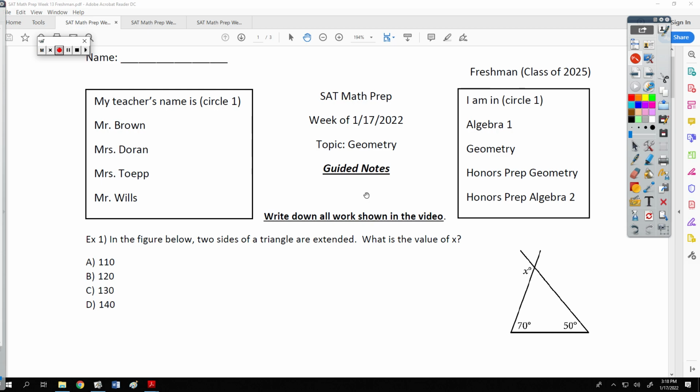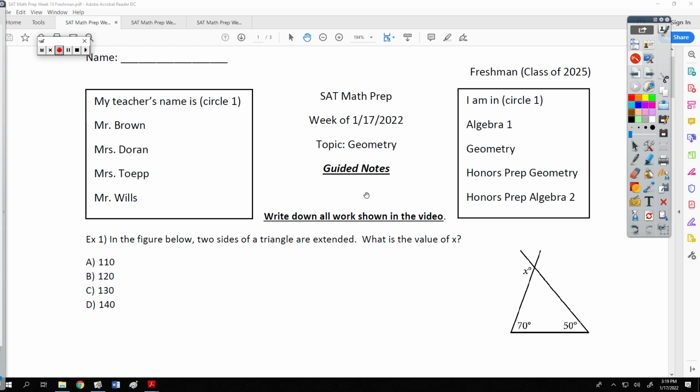Remember that I really need you to correctly write your first and last name on the name line, and I need you to identify your teacher and your class by circling them in the list. Remember, if you're in more than one class, feel free to circle more than one teacher, more than one class.